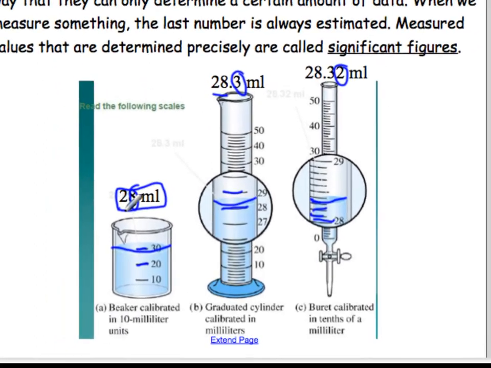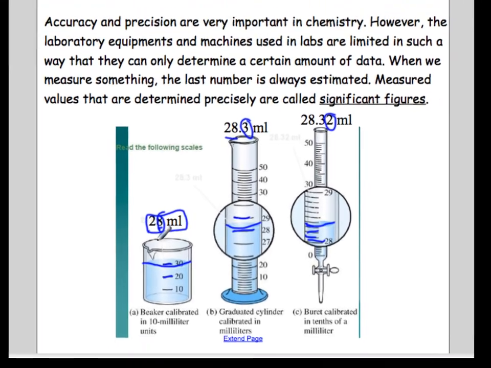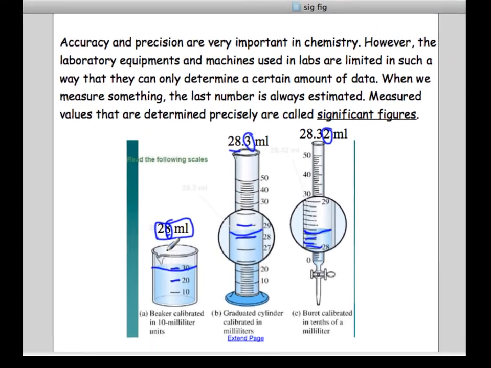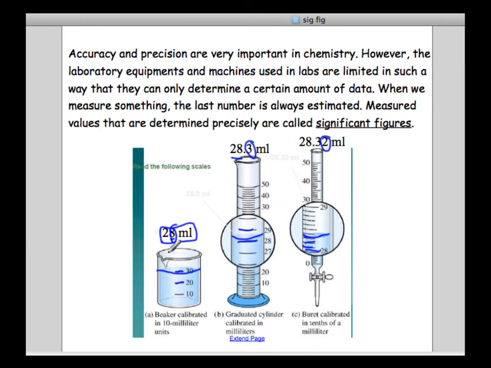Our measured values, when they're measured precisely, are called significant figures. We're going to be working with significant figures, and it's going to be important to understand the numbers that we're working with, what values are considered significant, and how they affect our results. So let's understand these sig figs, and then we're going to look at how to count up sig figs in this video.